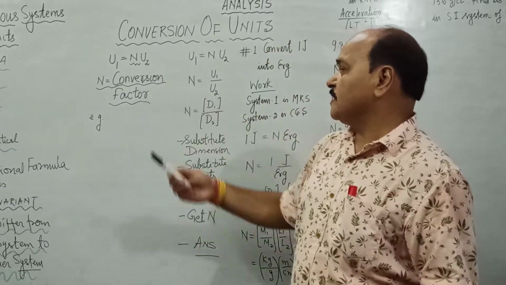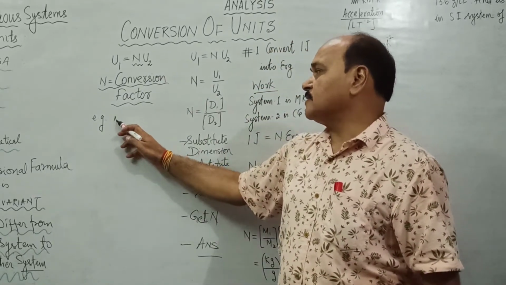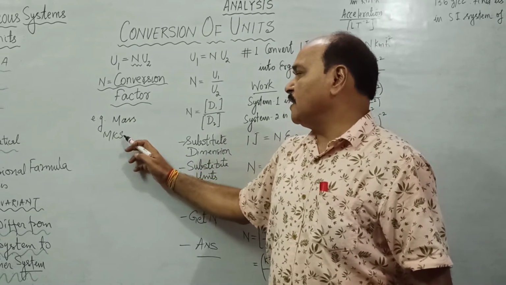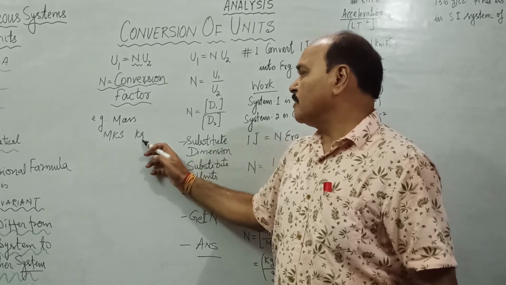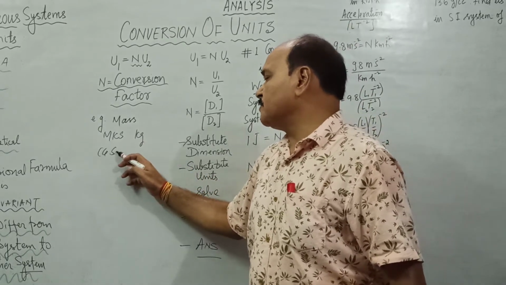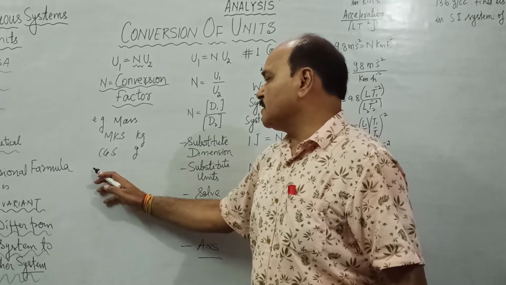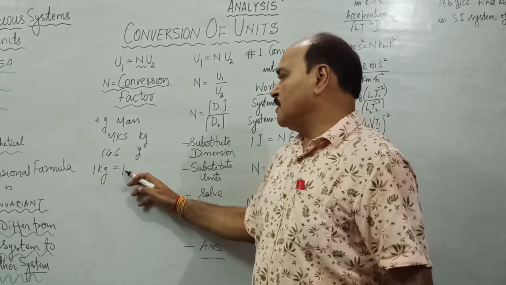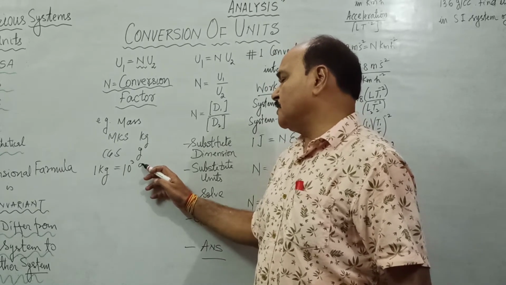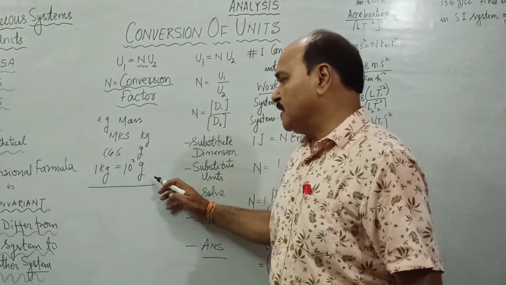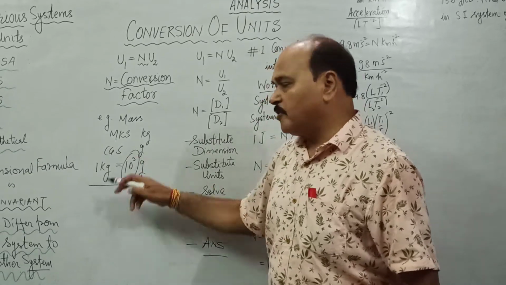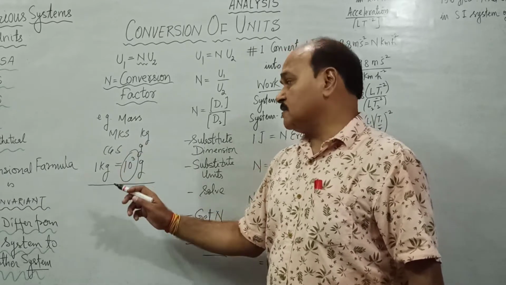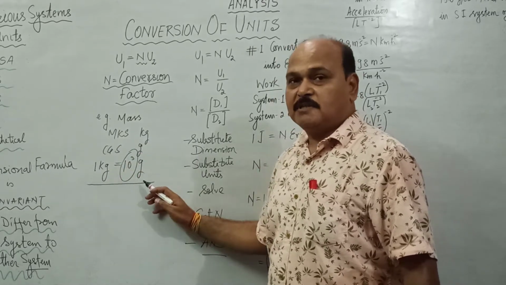Well, let me give you some examples, like mass. What is the unit of mass? The unit of mass in MKS system is kilogram. The unit of mass in CGS system is what? Gram. So 1 kilogram, kilo is the prefix, you can write as 10 to the power 3, and then gram. So 1 kilogram is 10 to the power 3 gram. So what is this 10 to the power 3?